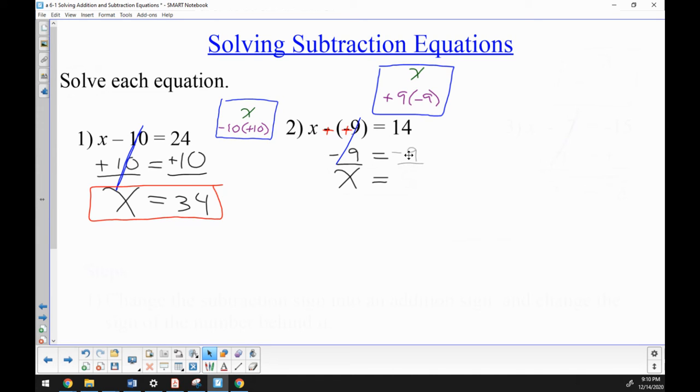So I have a negative 9 on the right side. Now, whether you do 14 minus 9 or 14 plus negative 9, the answer is still going to be 5. And the answer to problem number 2 is 5.